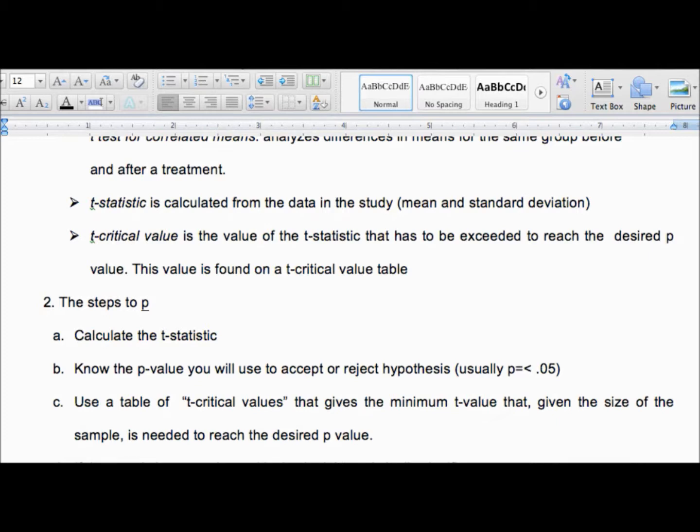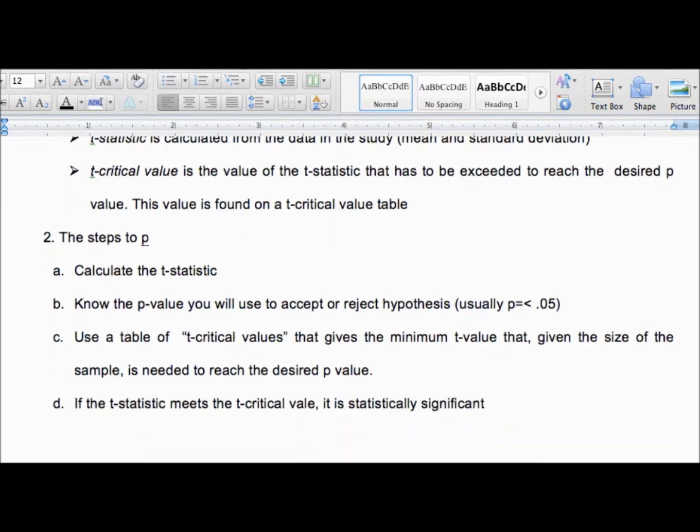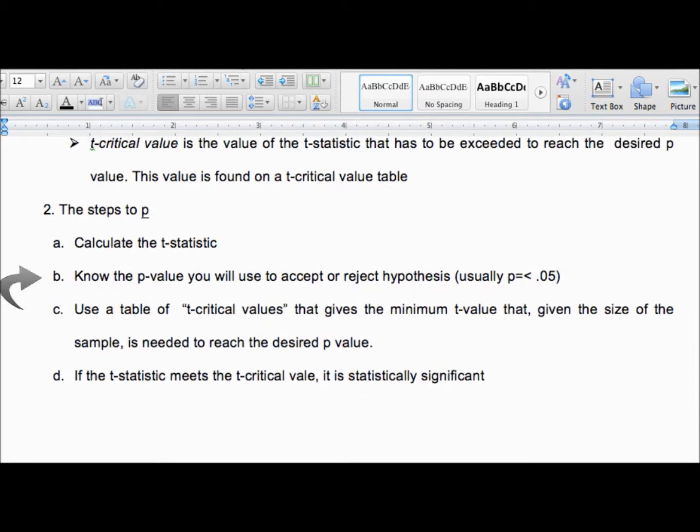So it's a multi-stage process. First, calculating the t-value, figuring out what you're going to accept as probability, usually 0.05, then going to the table and looking to see what t-value you need to meet the standard of the probability you set. And then it's statistically significant if it meets the t-critical value or is above. And that's how statistical significance is calculated.